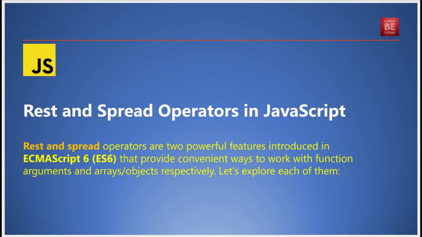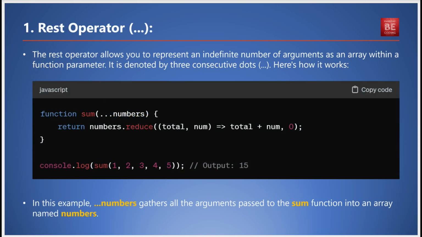Ever wondered how to handle an indefinite number of arguments in a function, or how to merge arrays and objects in JavaScript? The answer lies in two powerful features introduced in ECMAScript 6, also known as ES6, the rest and spread operators. First up, the rest operator. This handy tool allows you to represent an indefinite number of arguments as an array within a function parameter. It's symbolized by three consecutive dots.